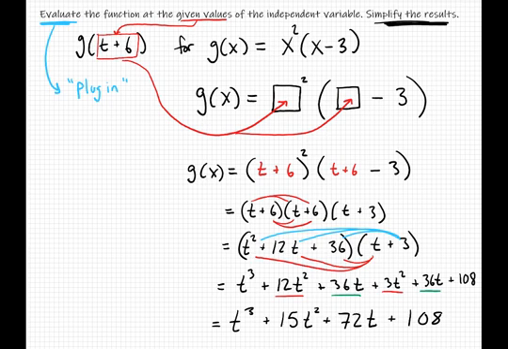So that is the simplified result. Sorry, up here that should not be g of x. Let's change that to g of t plus 6. Okay, so g of t plus 6, we are done.